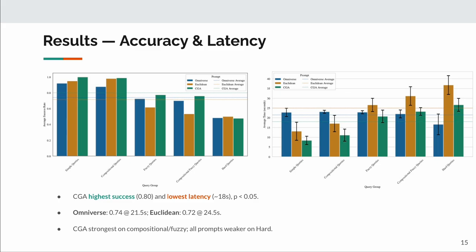And let's pass to the quantitative results. On the left, we see the figure that reports the accuracy over the three systems, and on the right, the measured latency. Our system achieved the highest accuracy and the lowest latency, significantly outperforming both baselines. It was particularly strong on compositional and fuzzy queries, confirming that symbolic geometry reasoning improves consistency. Interestingly, all prompts were significantly weaker on hard queries. Last but not least, on the simple queries, our system achieved 100% accuracy.